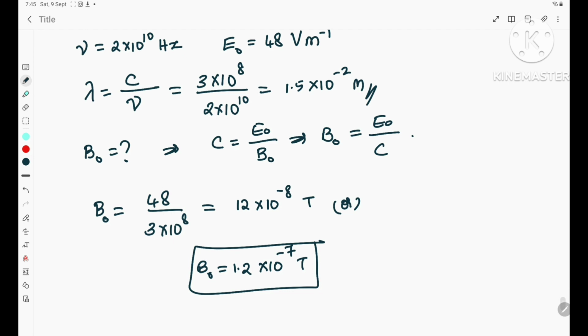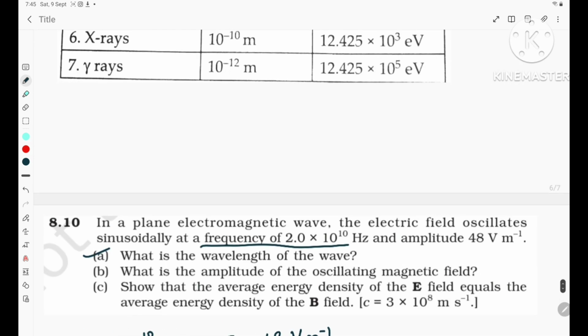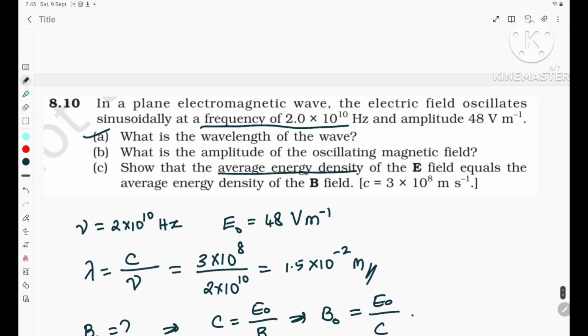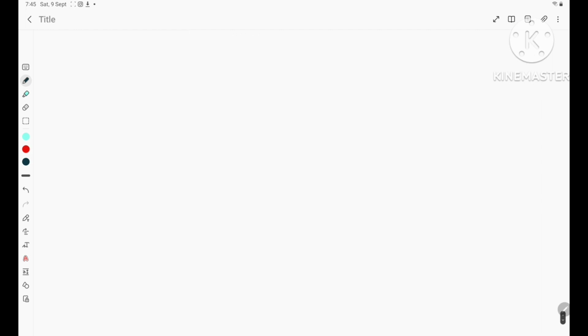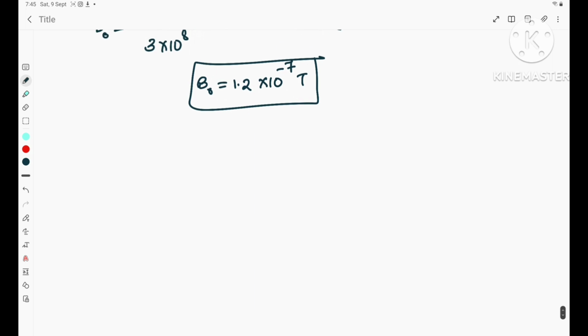Okay, and finally they are asking us to show that the average energy density of the electric field is equal to the average energy density of the magnetic field. So we can prove this by finding the values, or in general we can prove it for all types of electromagnetic waves. You can see here that we know two relations. First of all, C is equal to E naught by B naught. So this is the first relation. And the second relation is C is equal to 1 by square root of mu naught epsilon naught. I hope you know all this.